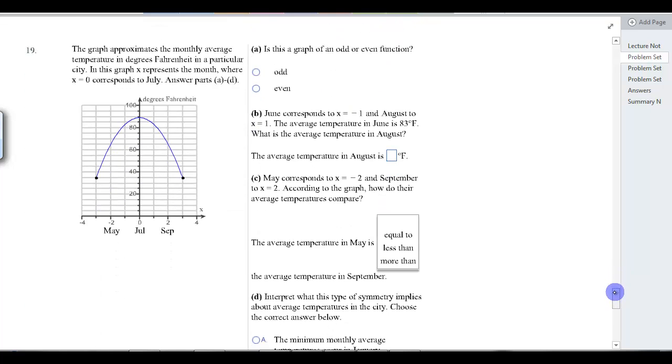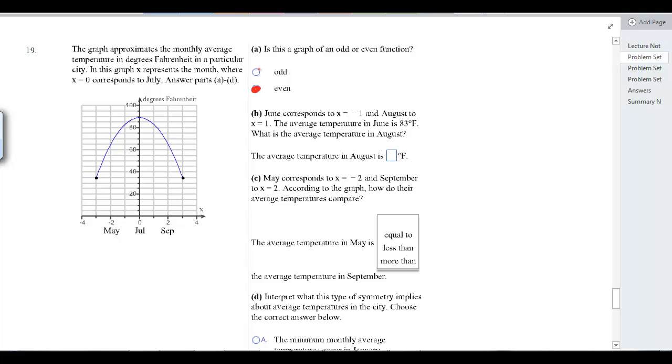Number 19. This graph approximates the monthly temperature in degrees Fahrenheit in a particular city. In this graph, x represents the month where x equals 0 corresponds to July. So here we are. Here's July. These are the months leading up to July. These are the months after July. And here's our temperatures. Is this graph odd or even? Well, it's symmetrical around the y, so this is even.